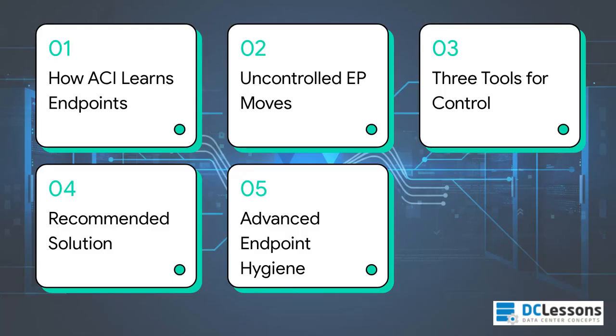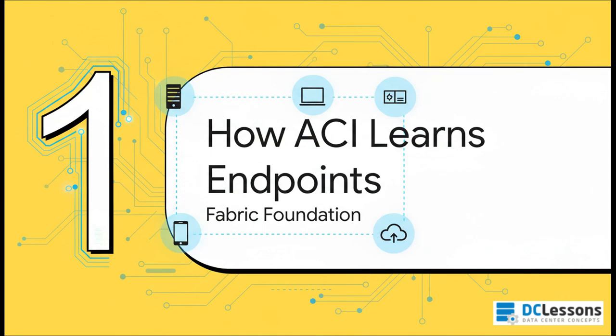So here's what we're going to cover. First, we'll start with the fundamentals, how ACI figures out where everything is in the first place. Then we'll get into the messy stuff. What happens when endpoints start moving all over the place? After that, we'll unpack the three main tools ACI gives you to get control, we'll zero in on the best one for the job, and then we'll finish up with some pro tips for keeping your whole system clean and tidy. All right, let's get down to it.